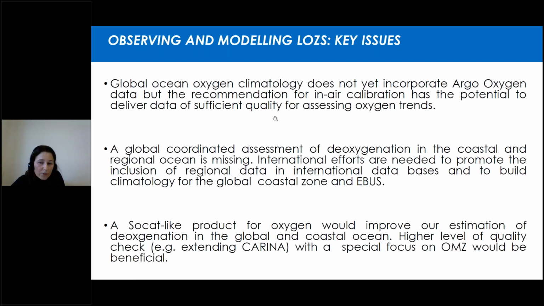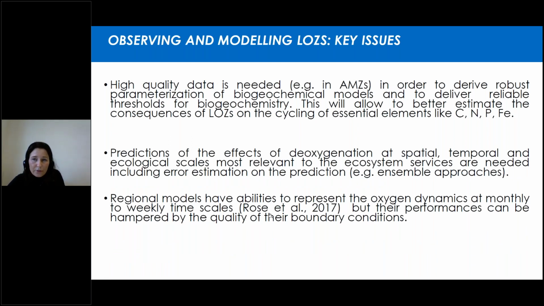We have seen that we have a problem with the accuracy of observation in the oxygen minimum zone, and there is some intercalibration exercise that has been started in the frame of CARINA, but this type of exercise could also be enlarged. So high quality data is needed for very low oxygen regions. We have seen that they are very specific, and this is needed if we want to help parameterize biogeochemical models, because these models need very precise information on the threshold between the different biogeochemical processes. This is needed for representing the dynamics of oxygen minimum zones.